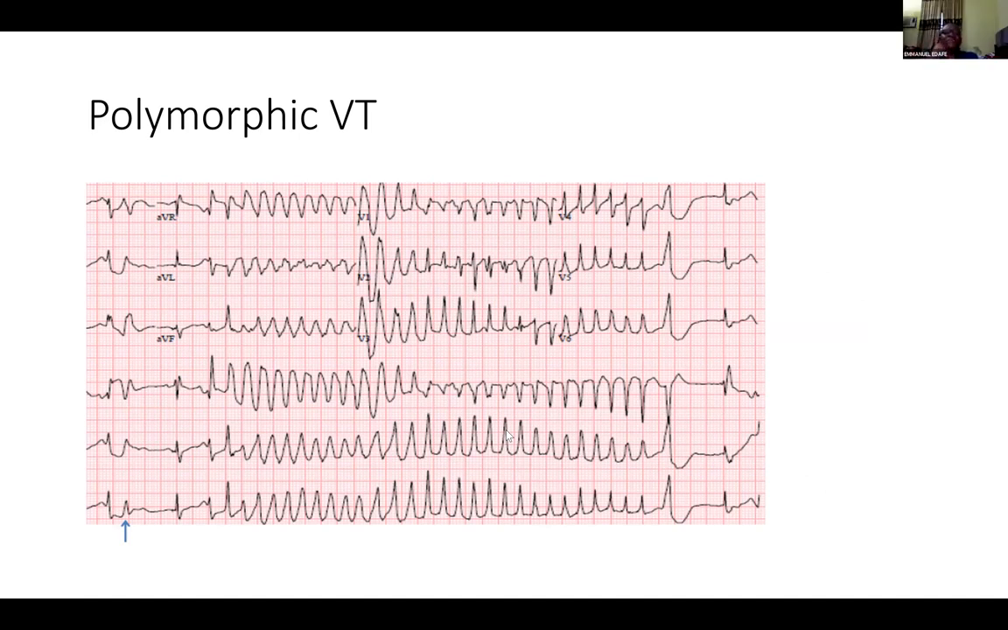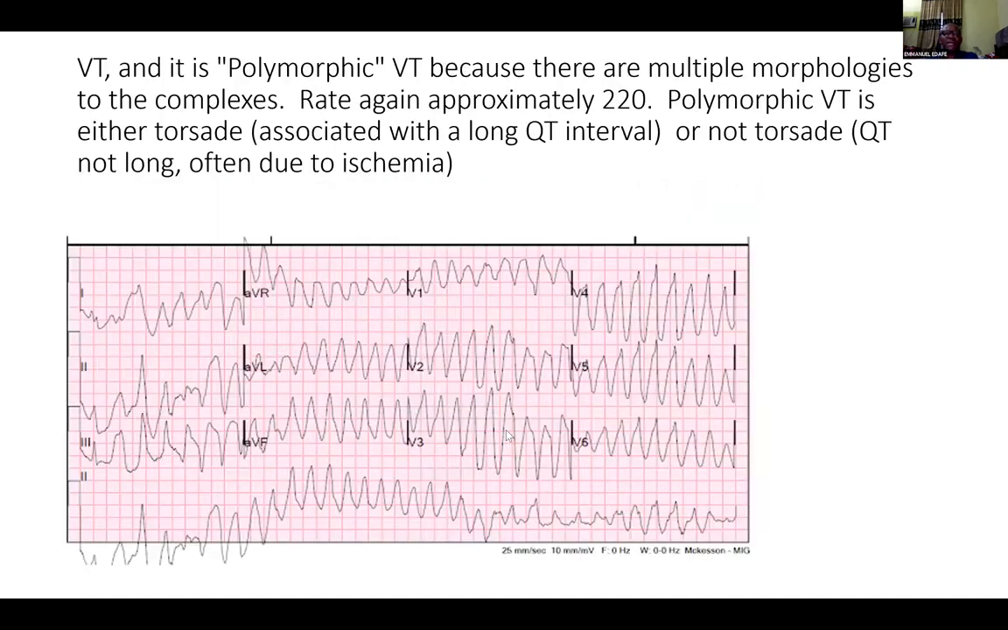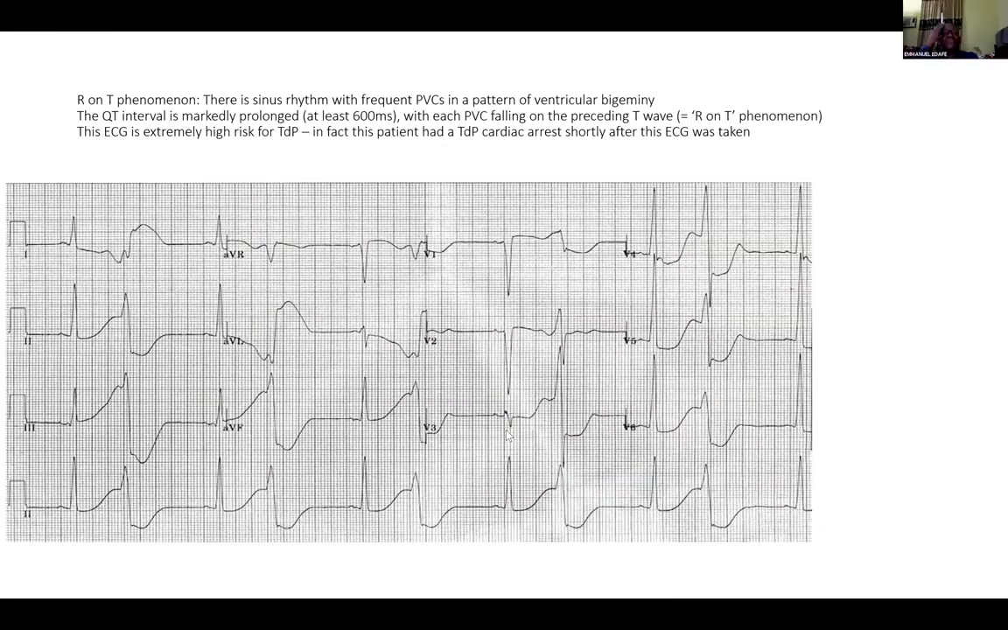So this is polymorphic ventricular tachycardia, reason being that you can see that the arrow waves are of different morphology and different amplitude than the rest. So this is another polymorphic ventricular tachycardia. After cardioversion, this is one of the readings that we must watch out for. That was why I brought it here. Why should we watch out for it? The R-on-T phenomenon.